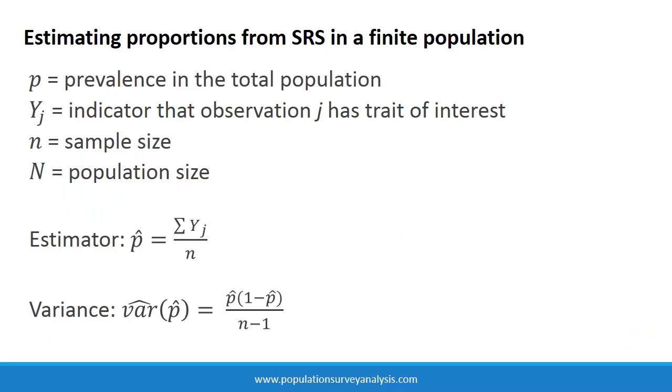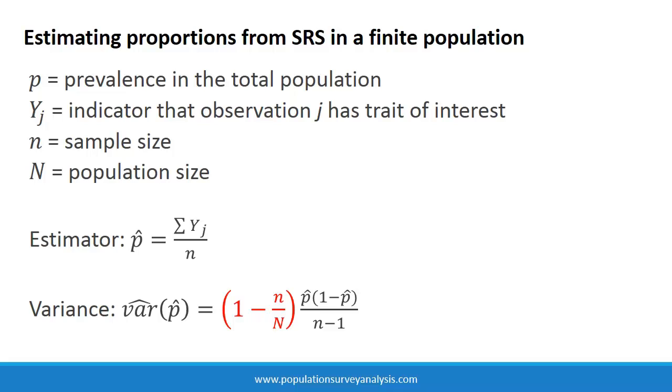Here are the equations we learned in the simple random sampling lecture to estimate prevalence and variance of prevalence. In small populations, we can adjust the variance estimate down, making a narrower confidence interval, with something called the finite population correction, or FPC, factor. The finite population correction factor is equal to 1 minus the sampling fraction, and it is simply multiplied by the variance estimate.